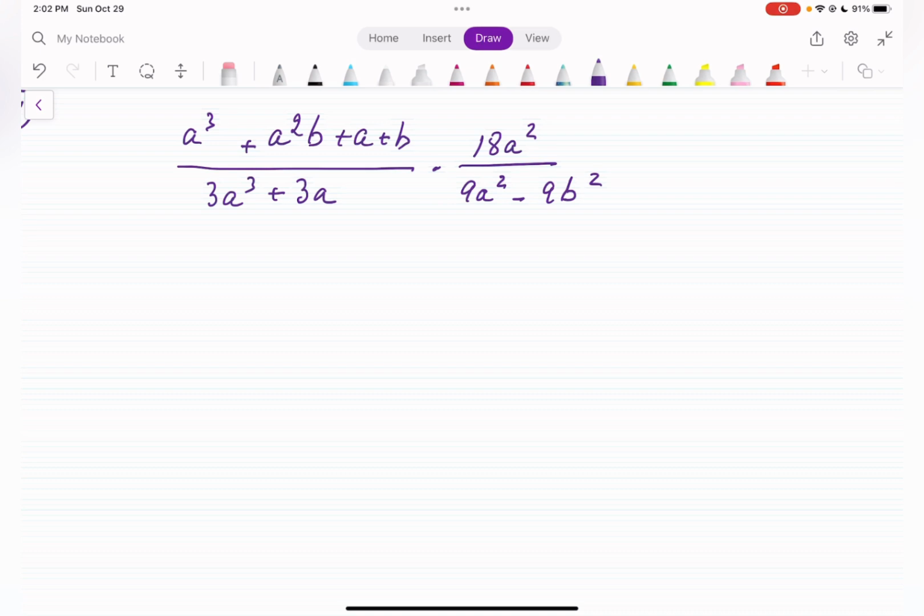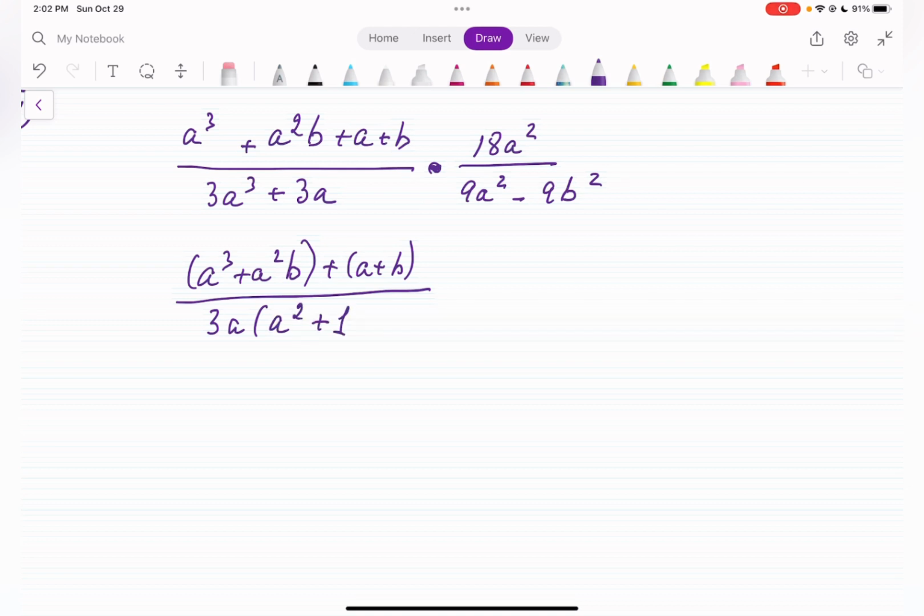All right, first thing, I see in the first fraction, in the numerator, I see 4 terms. First thing that clicks in my head, that's grouping. So I'm going to write down a cubed plus a squared b plus a plus b. At the bottom, I can take out 3a, and I will have a squared plus 1, right? A cubed divided by a is a squared, and then a divided by a is 1. And we have that 3.